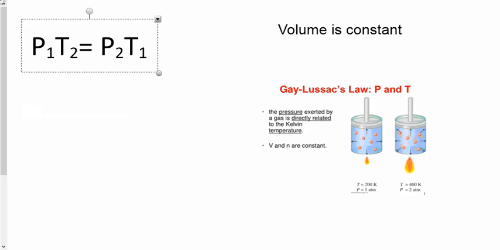Next, Gay-Lussac's law. Pressure 1, temperature 2 equals pressure 2, temperature 1. Now this time volume is constant. The letter V stands for volume. Note how that is not in our equation at all.